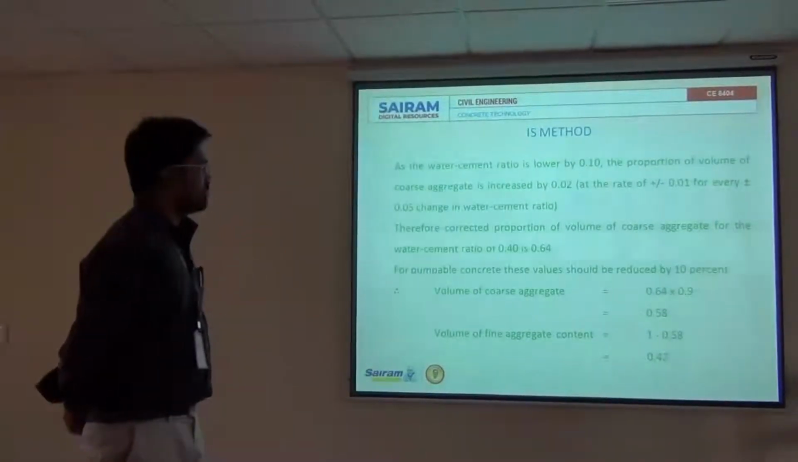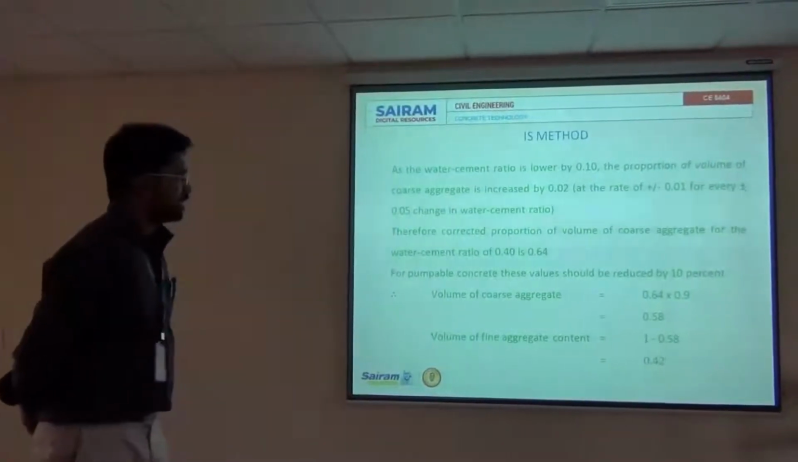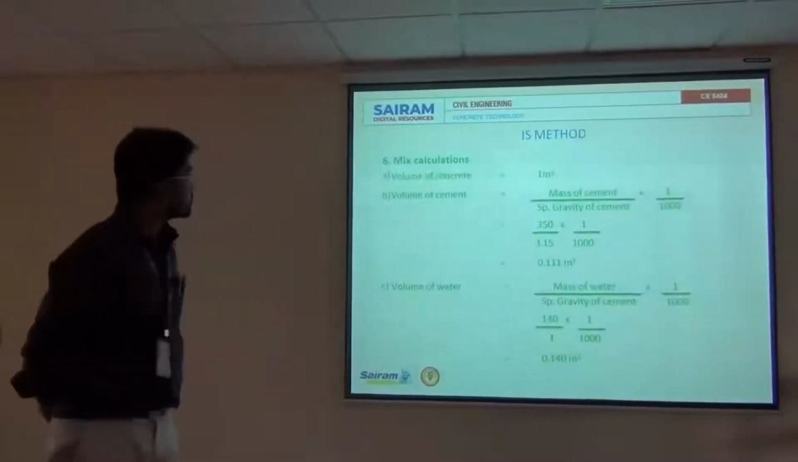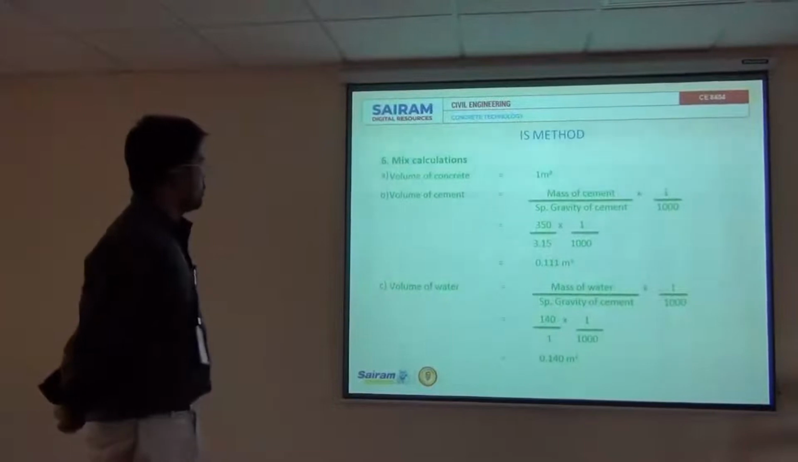You get proportionate volume 0.58. The remaining percentage will be occupied by the volume of fine aggregate. So 1 minus 0.58 will be equivalent to 0.42. Then the mix calculation. You know the volume of concrete is 1 meter cube.